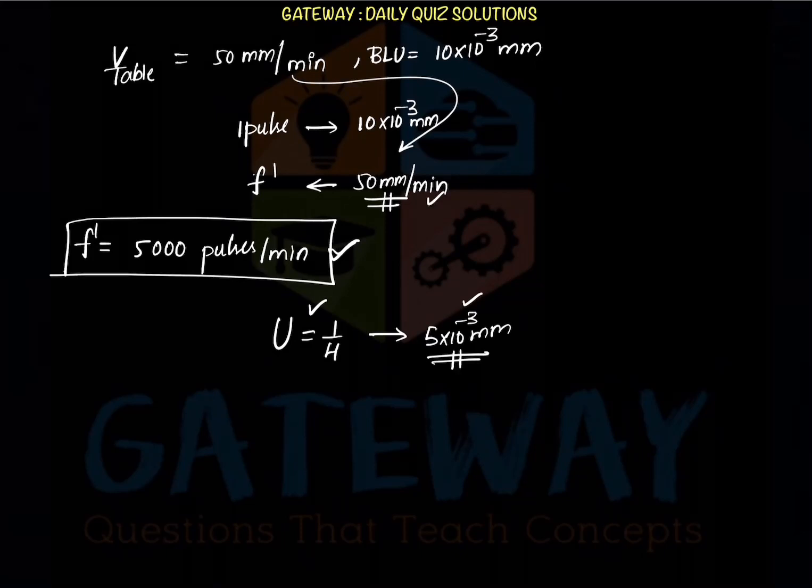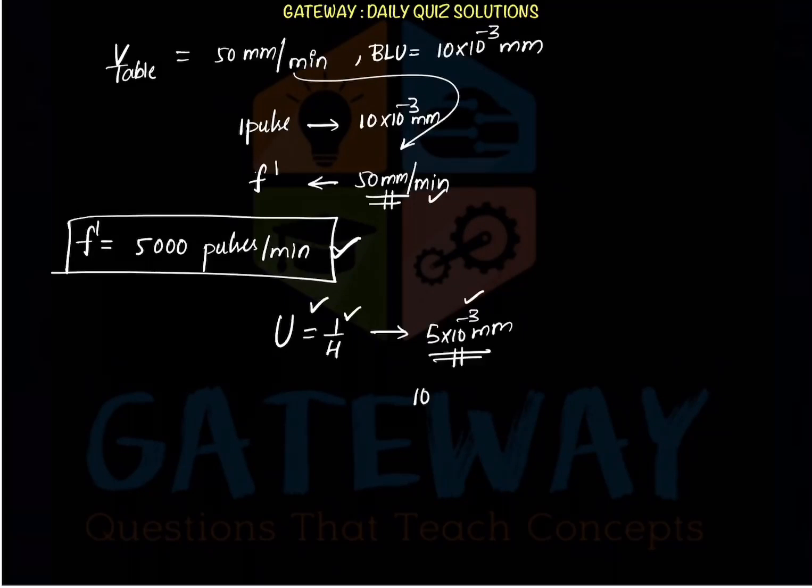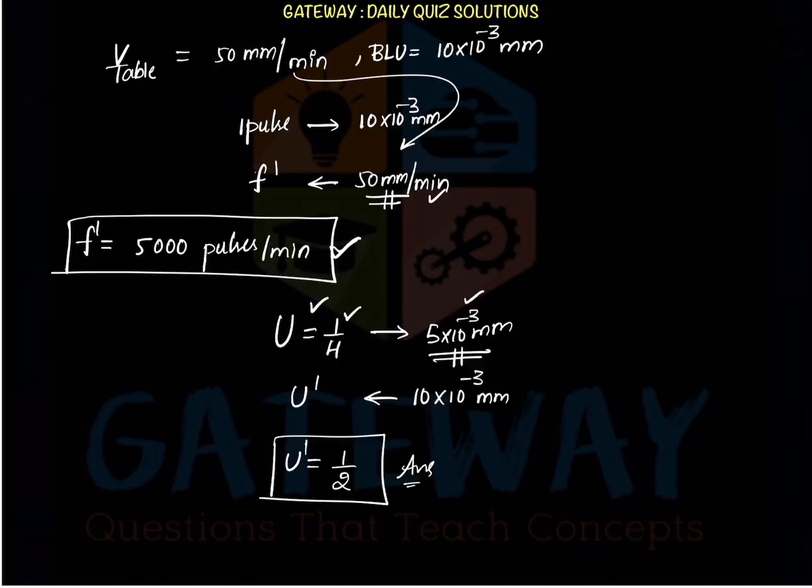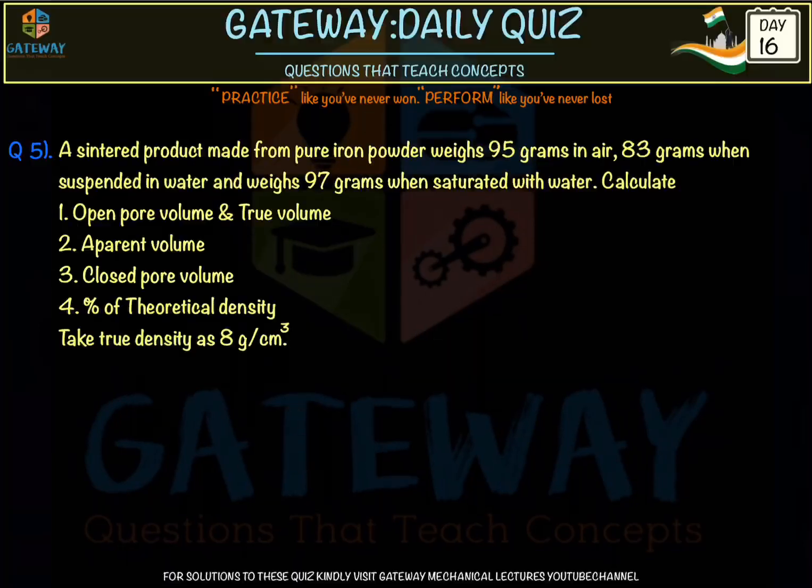Okay, for the initial BLU we calculated, 5 into 10 power minus 3 mm, we are using a speed ratio of 1/4. Now the customer said he needs a BLU of 10 microns, so 10 into 10 power minus 3 mm. What will be our new speed ratio? Let it be U dash, and that U dash comes out to be 1/2. Okay, this is our new speed ratio. This is our answer, and this is our new frequency required. This is our answer. So in this way you understand the concept, it will be very easy.